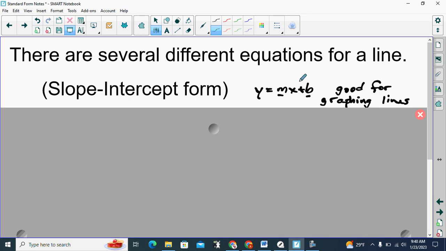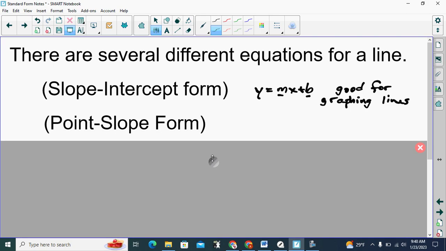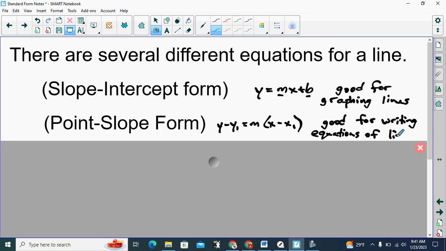And a lot of times we are not given what the y-intercept is, which is why we had this secondary form, point-slope form. And it's written y minus y1 equals m times the quantity x minus x1. We've been working with that for the last couple weeks, and this is good for writing equations of lines. It's nice because we don't need the y-intercept. We can use any point in point-slope form.